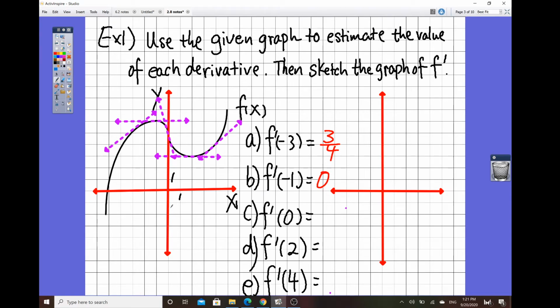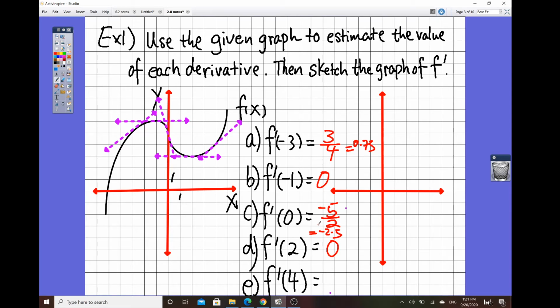Then f prime of 0: what about the slope right here? Once again, rise over run, so count the grids: 1, 2, 3, 4, 5, and about 2 units to the right. So it's -5 over 2, or -2.5. So 3/4 is 0.75, and this one is -2.5. Now what about the slope at 2? Once again, it's a horizontal tangent, so it's 0.